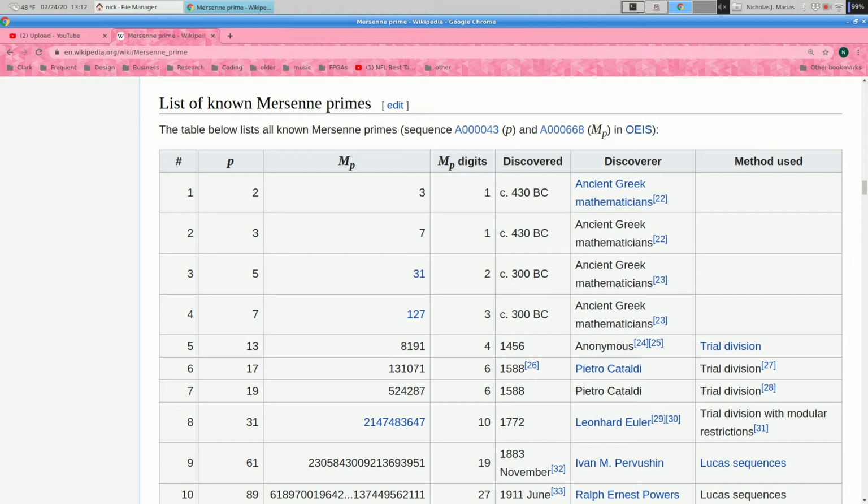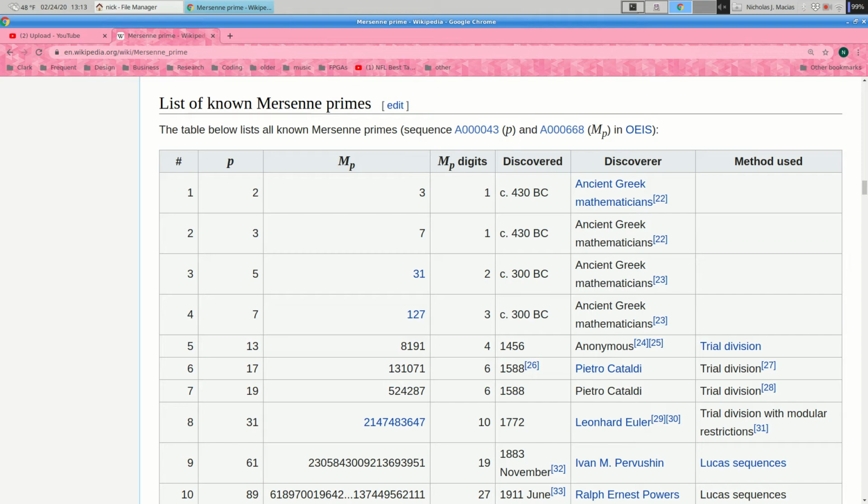And they found that by trial division, dividing by every number smaller than the square root. And then 2 to the 17th, 132 years later, by trial division. And then 2 to the 19th by the same person, same year. And then there's a gap. Say what? Did you just keep going after the first one? Probably. Got lucky. And then there's a gap to 2 to the 31st.